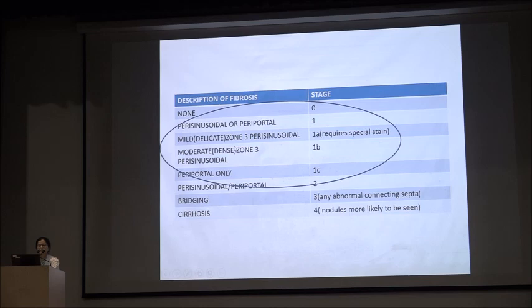Fibrosis, they further subdivided the stage 1 fibrosis of the initial Brunt category. Any mild perisinusoidal fibrosis which requires a connective tissue stain for its demonstration was put as 1A. Any moderate fibrosis was put into 1B, and when the fibrosis is only periportal without perisinusoidal, it was put as 1C. The rest of the categories remained the same.